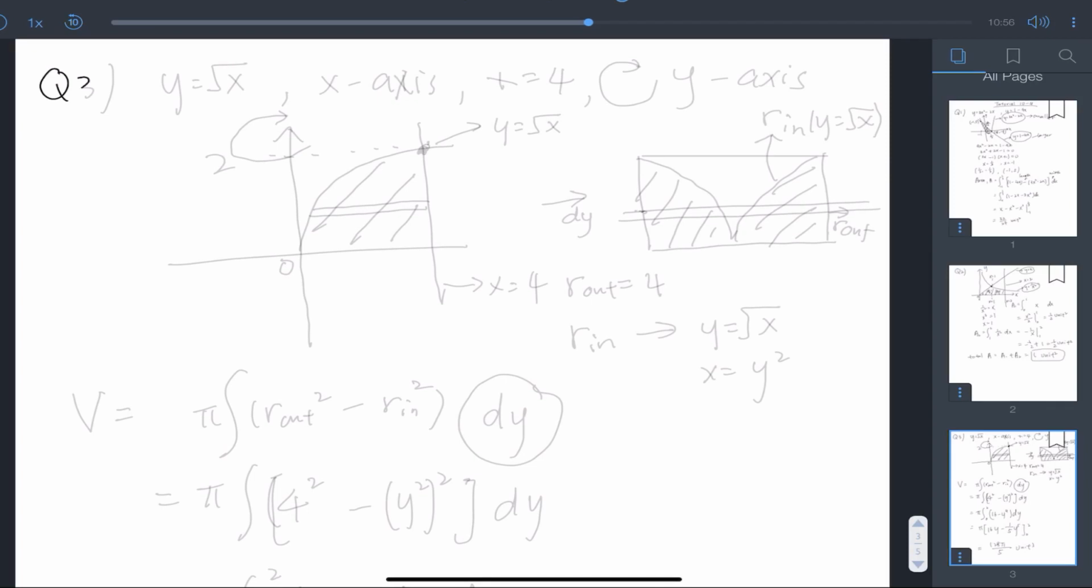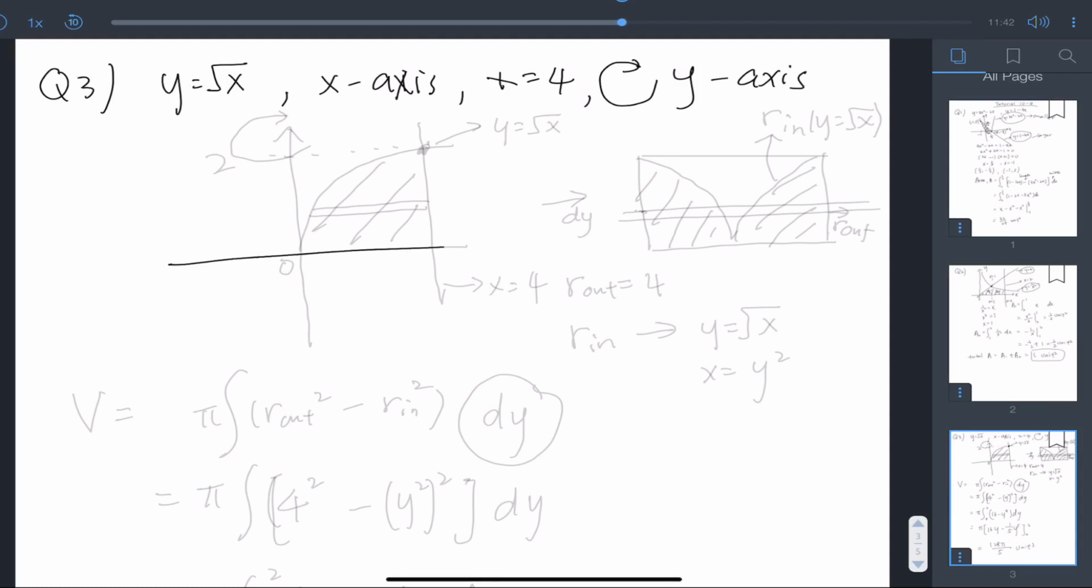Okay, we continue with question 3. Question 3 asks you to find the volume generated, so you have to form an integral to find the volume. The bounded area is for the curve y equals square root x, and the x-axis, and the line x equals 4, and revolve around the y-axis.